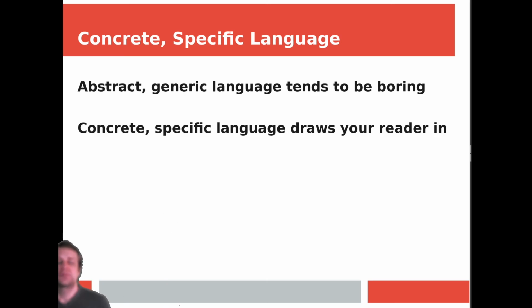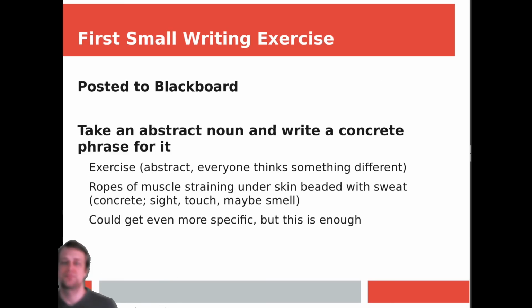In abstract generic language, just saying plant tends to be boring. The backyard had plants. That means very little to me. But concrete specific language is going to draw your reader in. The details are interesting.